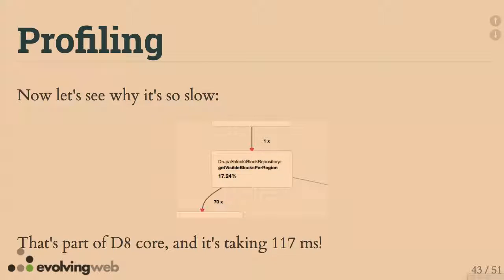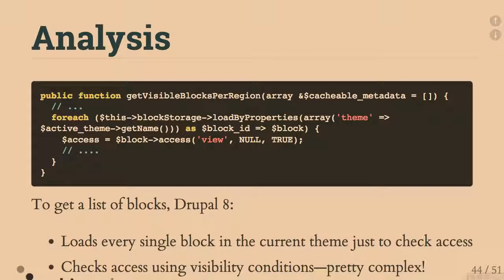But the first thing it has to do, that's like a great improvement, but the first thing it has to do is figure out what's on the page, and that's this function. So this happens even before Big Pipe can start kicking in. So it's quite important. So when we analyze it and we see why it's slow, we find that it's this function, get visible blocks for region, that's being slow.